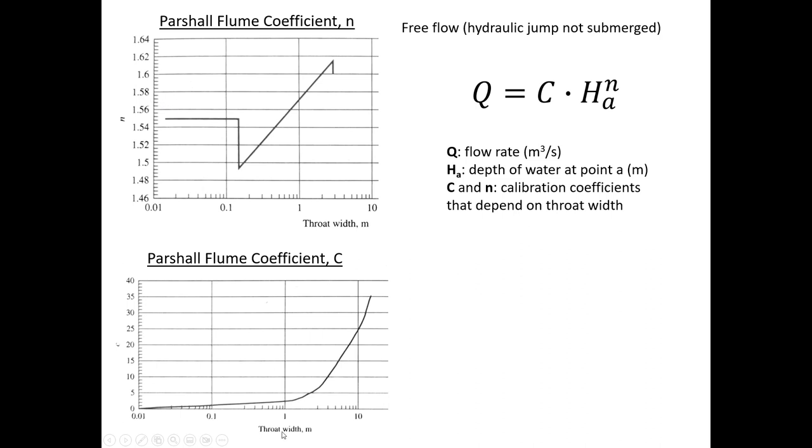it's 1.57. And then here for the 1 meter, it would be useful if they had the vertical axis on a logarithmic scale as well, because we've got so much of this range that is very small and then it gets large towards the end. But it looks like it's at 1 meter, about midway between 0 and 5. So in this example, I've already looked up the C value of 2.5 and the N value of 1.57. In a condition like this, where we notice that the measured depth at location A, that approach channel, is 0.32 meters, what would our flow rate be?